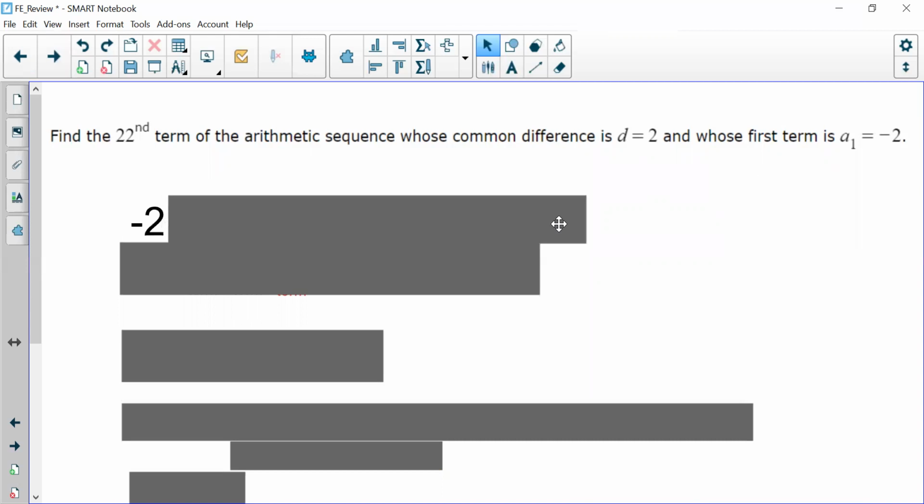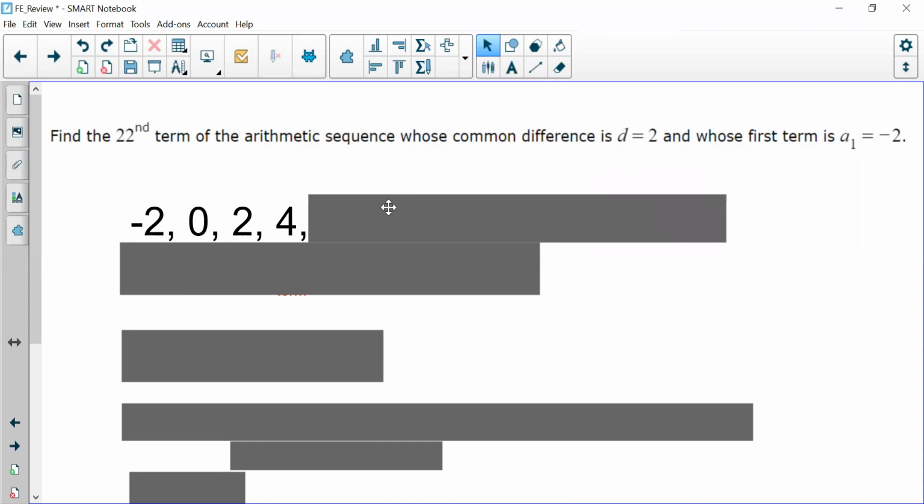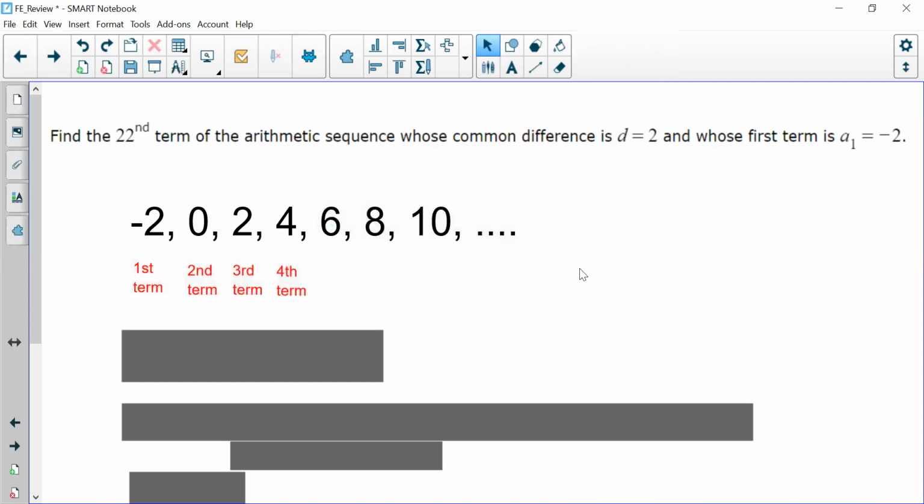Well, if the first term is -2, and the common difference is 2, then the next term is 0, because that's 2 away from -2. The third term is 2, because that's 2 away from 0, etc. The fourth term is 4, the fifth term is 6, etc. So every term is 2 away from the previous term, which is the common difference.